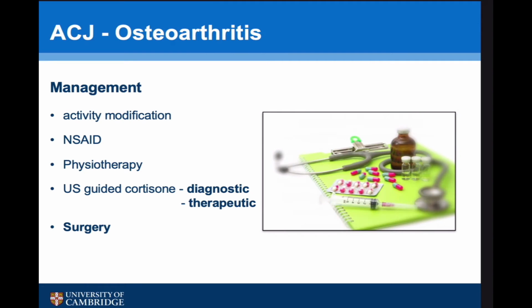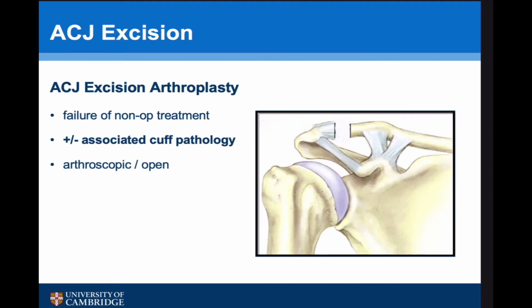Initial management for patients is activity modification, anti-inflammatories and physiotherapy. An ultrasound guided cortisone injection once again is diagnostic and therapeutic. In patients that fail this or have recurring symptoms, surgery is indicated. As we discussed in the second talk with regards to the sternoclavicular joint, the acromioclavicular joint is a unique joint.